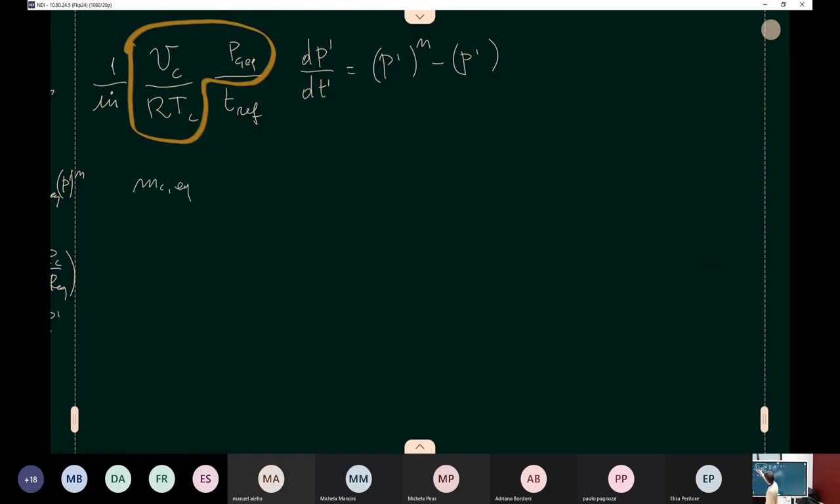and we have a mass over a mass flow rate, which has the unit of a time. So we can define this reference time as this mc equilibrium divided by our mass flow rate. And so we have in this case defined this in this way, we can cancel this term and finally have this dp prime over dt prime equal to p prime to the n minus p prime, that is easy to be analyzed.